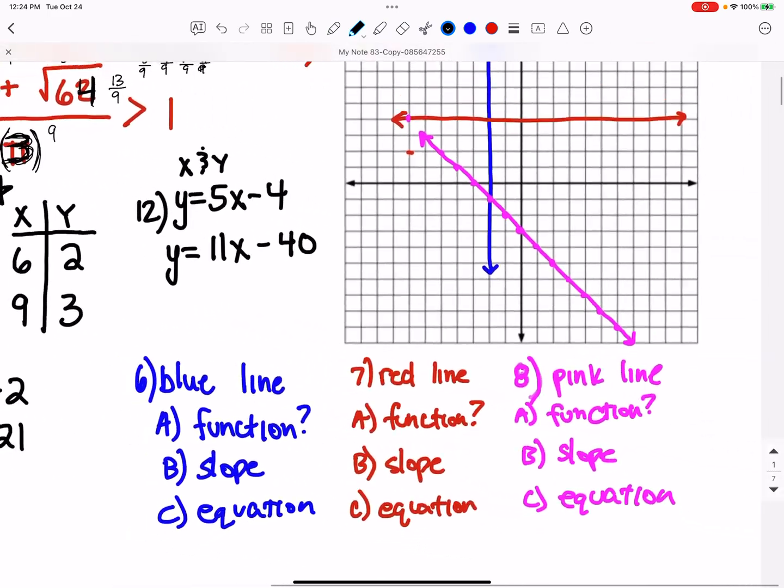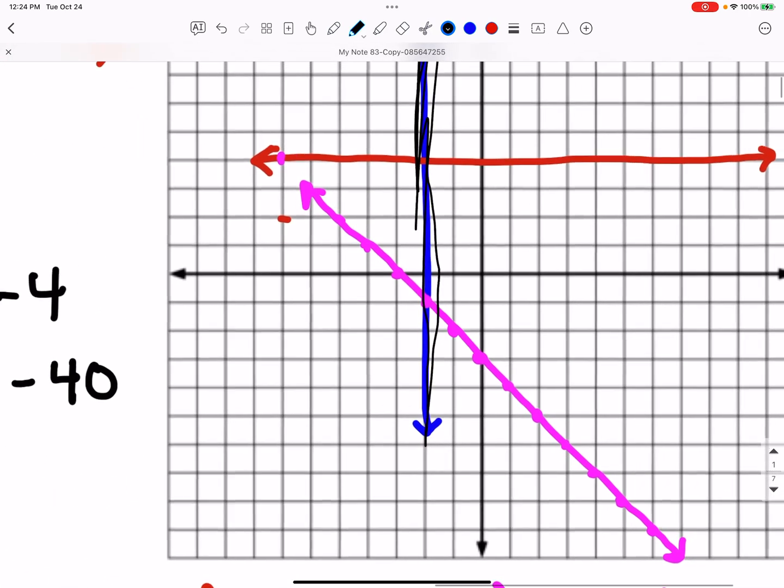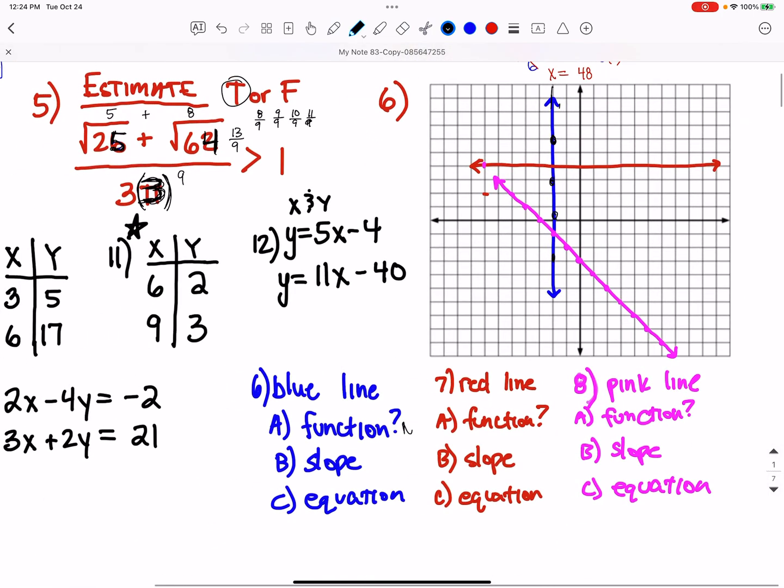All right, 6. Is it a function? No, if I draw my straight up and down line test, I hit all the points. All the points in the blue line are on top of each other. That's illegal for functions. You cannot have points right on top of each other. That's the test. So nope.